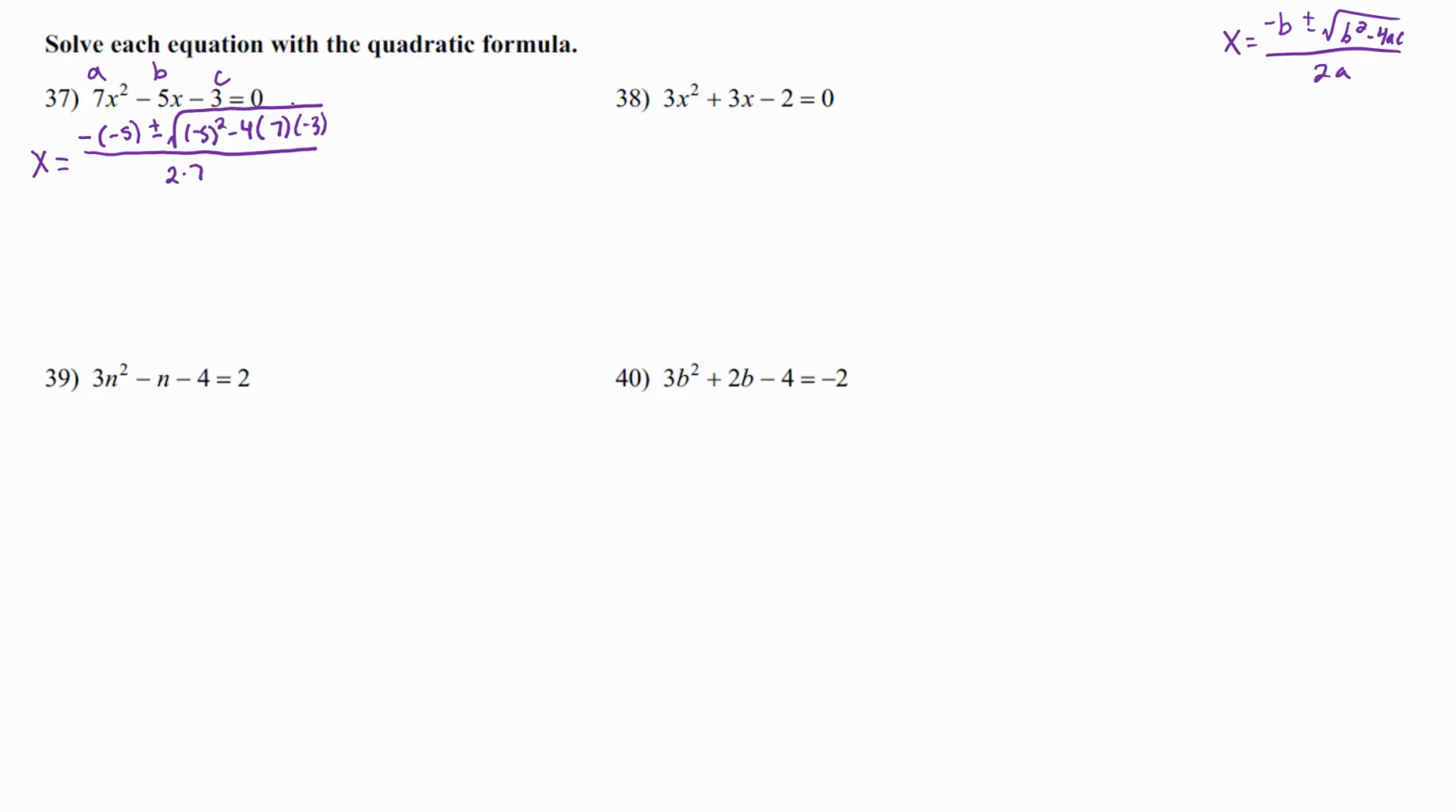Now there's 3 things we're going to do kind of on the same step. If we're comfortable with it, we're going to say -5 is +5. That should be pretty easy. And we're going to do 2 times 7 on bottom, which is 14. And then on the inside of this, we are going to do -5 squared is 25. And 4 times 7 times 3, well, if you do 4 times 3, you get 12. 12 times 7 is 84, and the two negatives here make a positive, so that's plus 84. 25 plus 84 is 109.